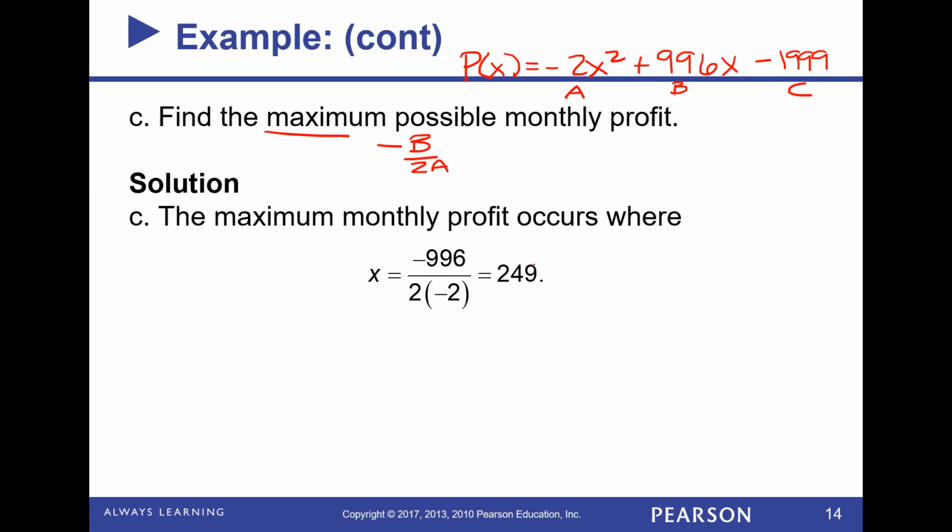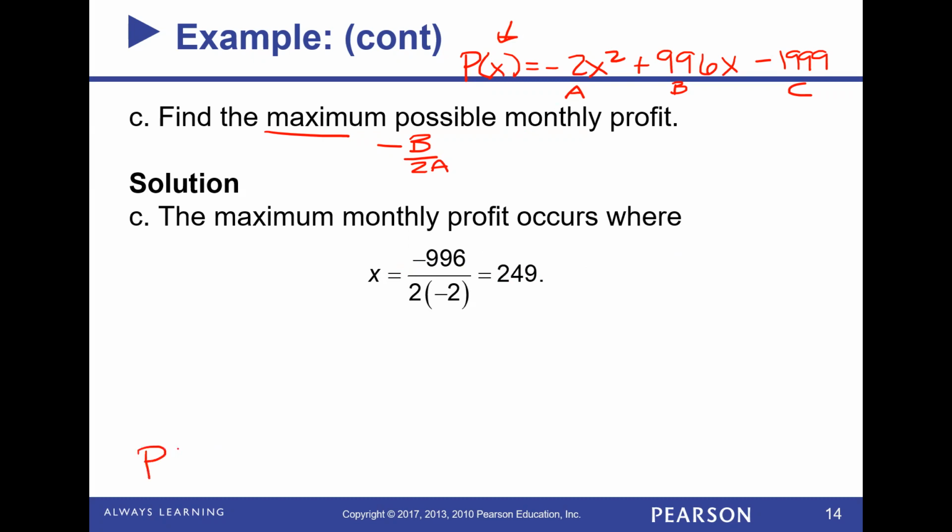Okay, now with that 249, do remind yourself that you are looking for the maximum profit. So this basically tells me x, which is the number of items that I have sold. Now I need to take this number of 249 and plug it back into my profit function to actually determine what the maximum profit is.